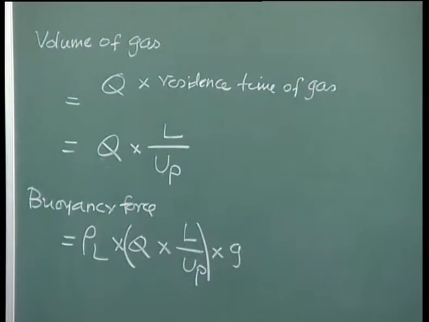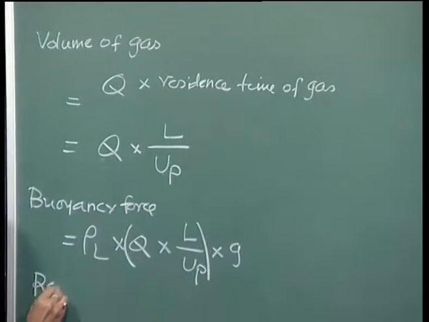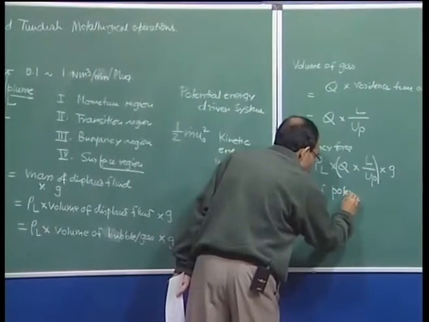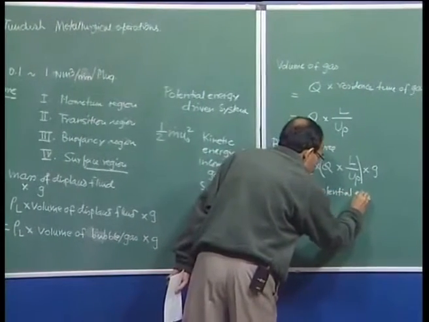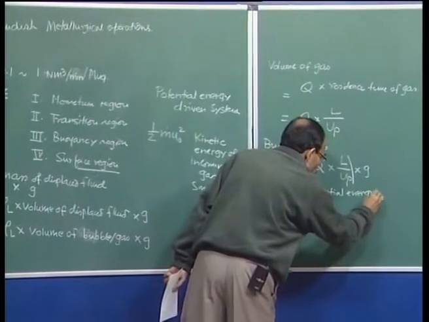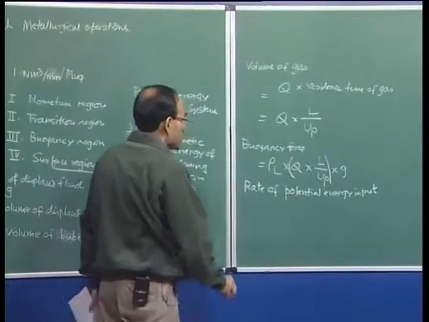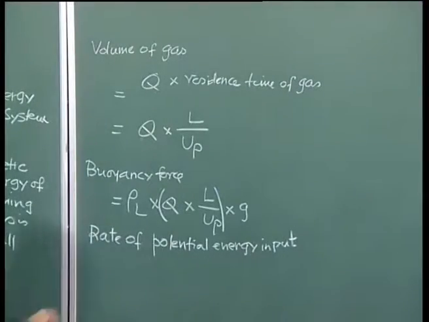This term within the bracket represents the volume of the glass itself. Now, if I say that I want to now find out the rate of potential energy input due to the bubbles, in that case what I am going to do.